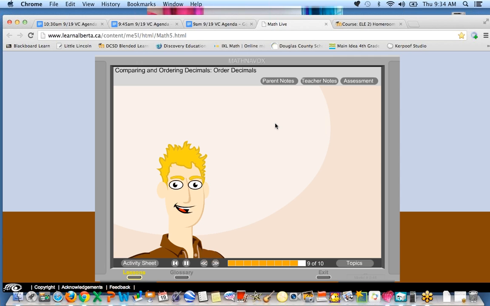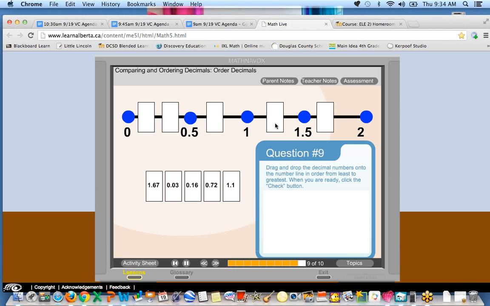It's your turn to put a group of decimal numbers in order from least to greatest on a number line. Drag and drop the decimal numbers onto the number line in order from least to greatest. When you're ready, let's just start with this one.